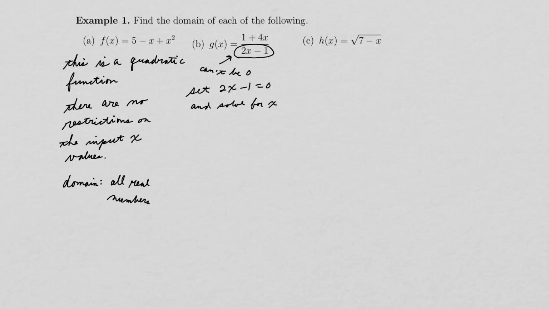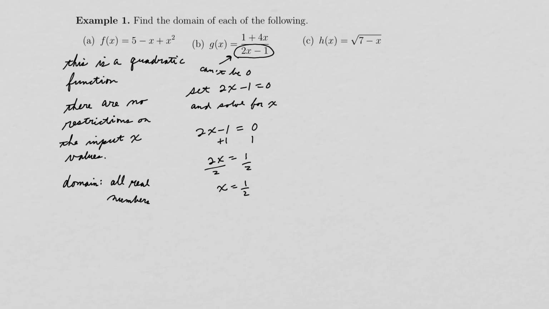So let's do this. So we have 2x minus 1. This is a simple linear equation. I'm going to add 1. We have 2x equals 1. Divide both sides by 2. So x is equal to a half. So basically, x equals a half cannot be in the domain, right?